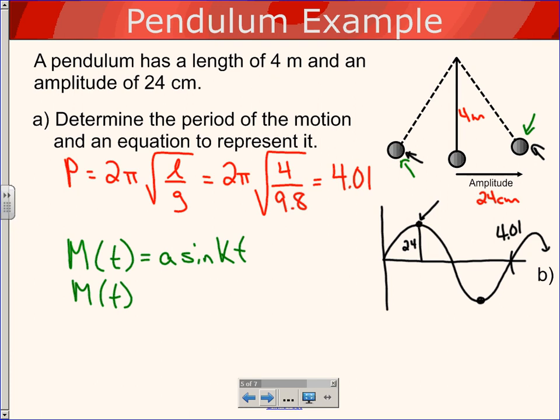A is easy. That A is always just our amplitude. So that's 24. Now, one thing that's come up in the past, which people have asked me about, is the units. We left the length in 4 meters and the amplitudes in centimeters. That is okay because we were just using that length of 4 meters to calculate our period. And we actually kind of needed to do that because the 9.8 was in meters per second squared. So keeping the units the same was a good idea there, keeping the 4 in meters.